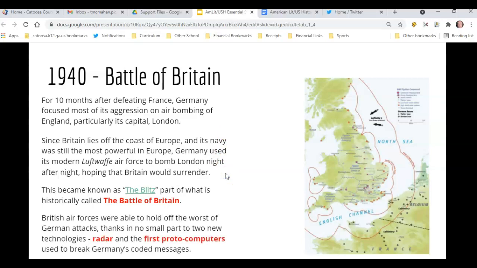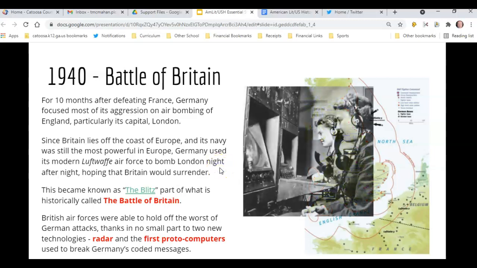They have a great Air Force, and they're assisted by this new thing called radar, which Britain invented, that helped them to detect the German planes coming and allow them to get British planes up in the air to meet them. And they also had the first, I guess what you could call a computer.